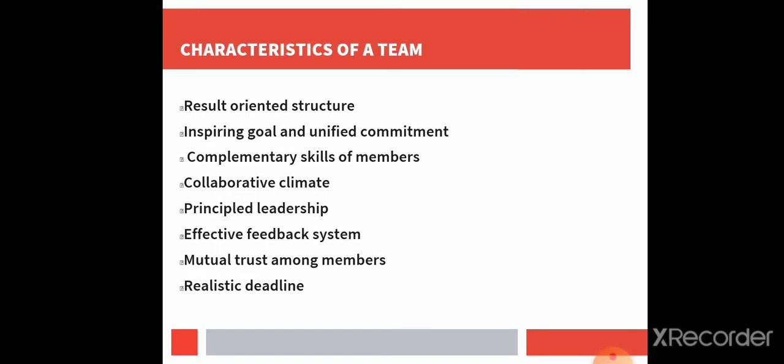Now I'm going to give you the characteristics of a team. Number one, result oriented structure, inspiring goal and unified commitment, complementary skills of members, collaborative climate, principled leadership, effective feedback system, mutual trust among members, realistic deadlines. These are the characteristics of a team.